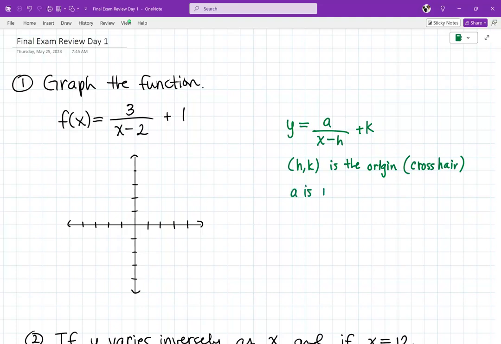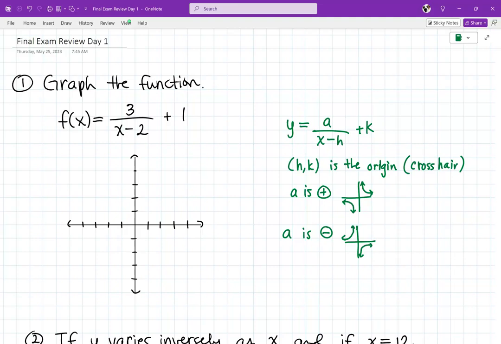If A is positive, then the graph is going to look like this. Okay? If A is negative, then your graph will look like this. So it just depends on what A is. So you can see in my case, my A term is 3. So my graph is going to look like quadrants 1 and 3 are occupied. Okay? Not quadrants 2 and 4. So 1 and 3 are going to be occupied.